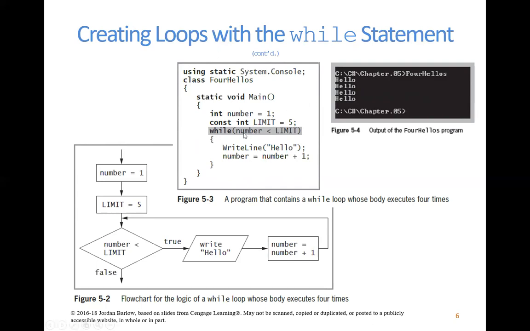We go back to the beginning. Is number less than limit? Yes, 3 is less than 5. So we go through the loop again. We write hello a third time, and then we increment by 1. Now number has a value of 4. Is 4 less than 5? Yes. So we write hello one more time, and then number becomes 5.